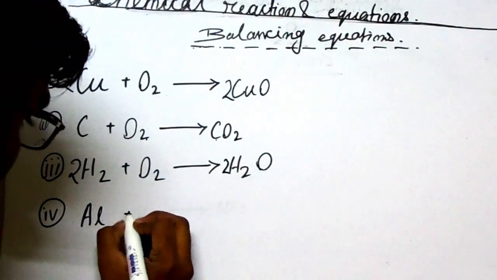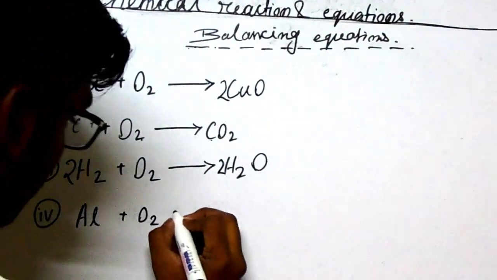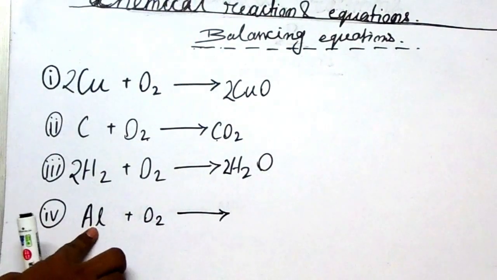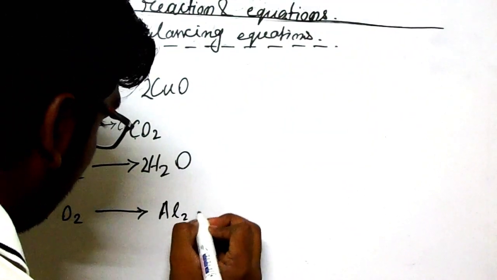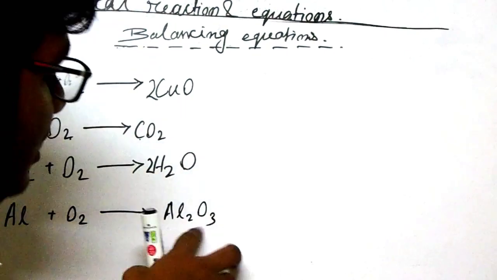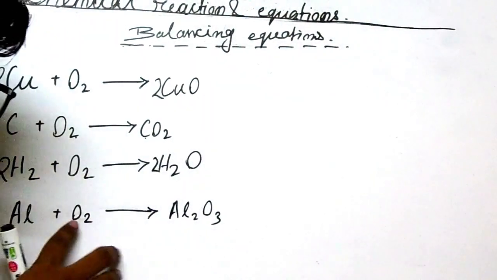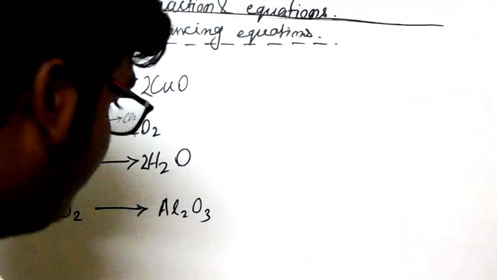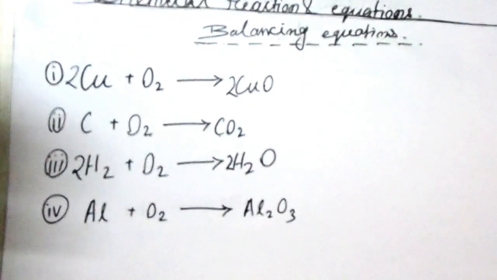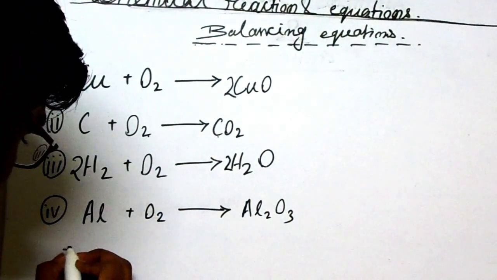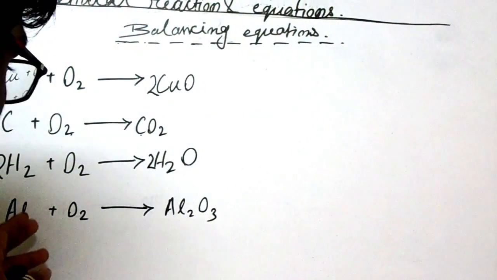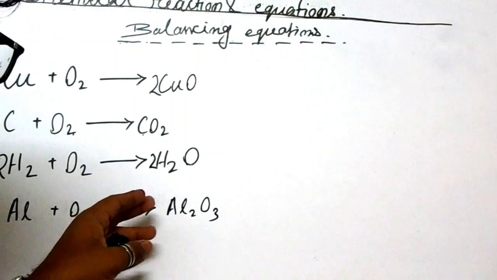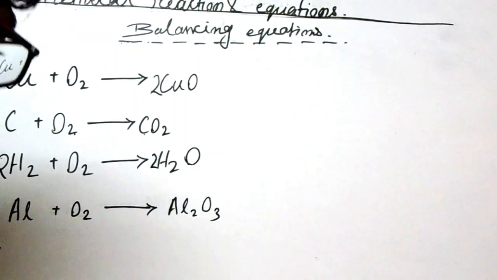So our fourth one is going to be Al plus O2, that is aluminium plus oxygen, becoming Al2O3, aluminium oxide. Aluminium plus oxygen equals aluminium oxide. Is it balanced? No, it is not balanced. For this equation, as it is a little lengthier, we have to balance it stepwise.